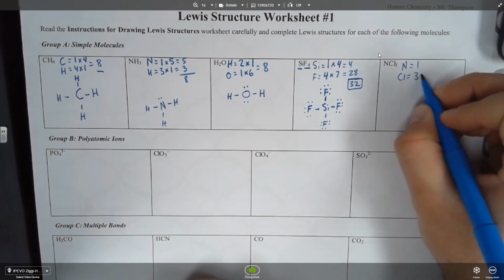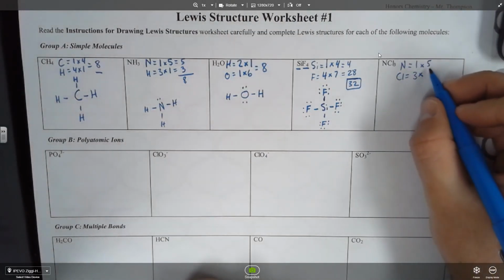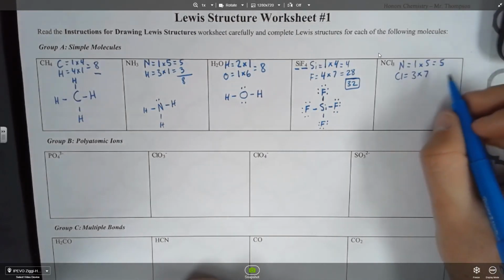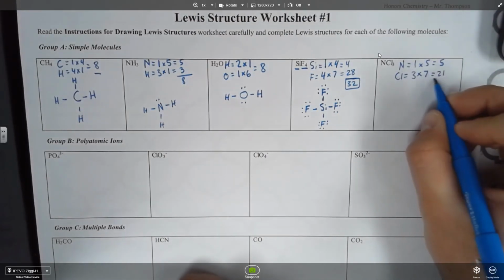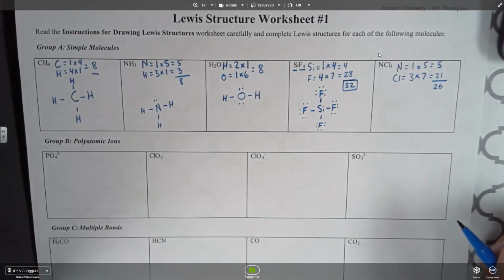So kind of the same deal here. There's 1 N, 3 Cl's in this compound, as you can see. This is 5 and this is 7, okay? So this adds to 5 and this adds to 21. That's going to take us to 26. Now, we have 1 N and 3 Cl's, okay?